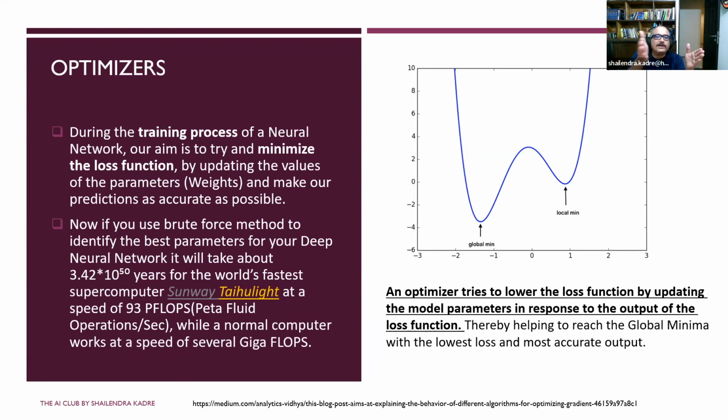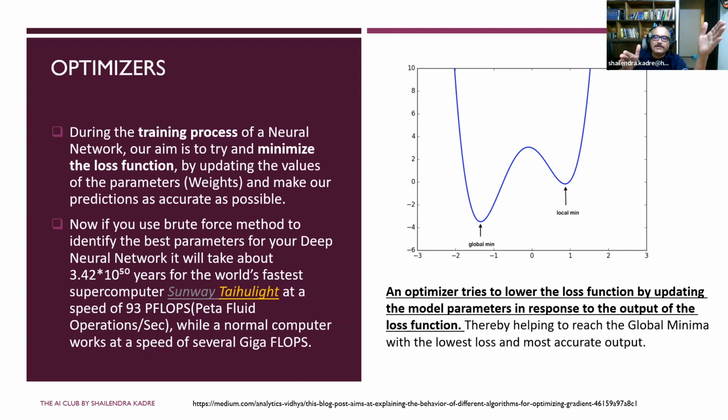See, in this curve I have shown here, there are two minima. One is local minima, one is global minima. Our aim is to minimize the loss function. So what is the loss function? Sigma of (Y actual minus Y predicted) whole square. Sigma means done for all the points. That is our objective function.